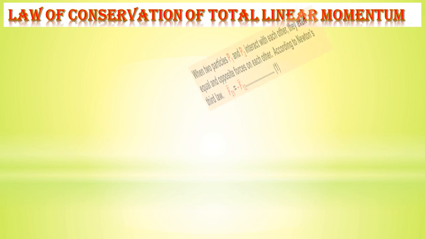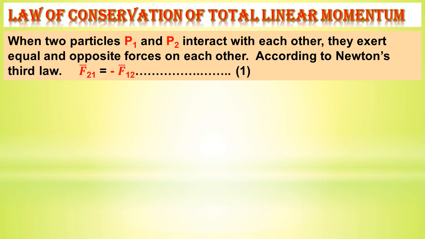Now, the law of conservation of total linear momentum. When two particles, let us consider the particles P1 and P2, interact with each other, they exert equal and opposite forces on each other. So according to Newton's third law, F21 vector is equal to minus F12 vector. Let's take this as equation number 1.